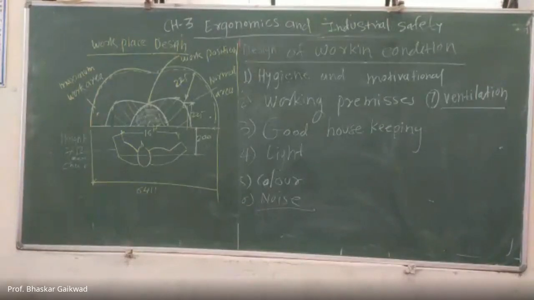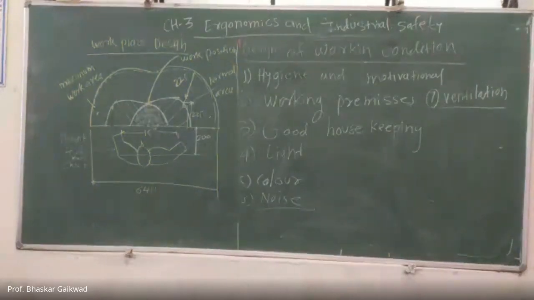When natural ventilation is insufficient, artificial ventilation can be provided by using blowers, an exhaust fan system, or a combination of these, or nowadays they are using air conditioning. Okay, so these are the working conditions in the working area. Today this is the point related to the design of workplace and working condition.